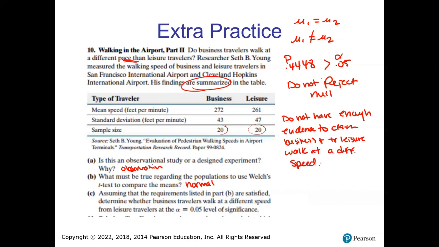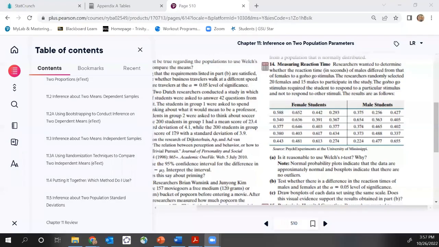If you want, let me find one with data so I can show you really quick how we do that. So we're going to look at this example here, which is on an actual data set. It says researchers wanted to determine whether the reaction time in seconds of males differed from that of females to a go or no-go stimulus. The researchers randomly selected 20 females and 15 males to participate in the study. The go, no-go stimulus required the students to respond to a particular stimulus and not to respond to different stimuli. The results are as follows.